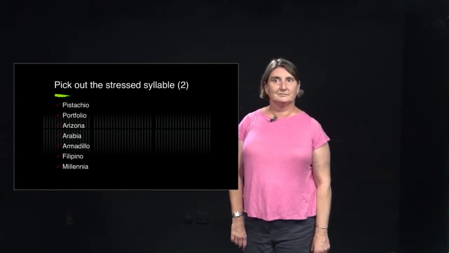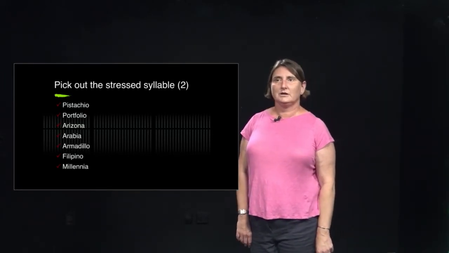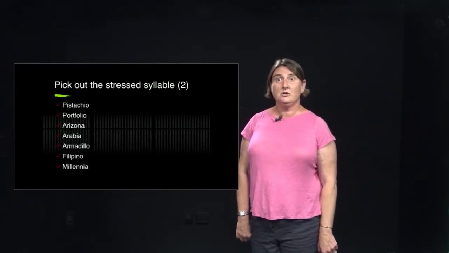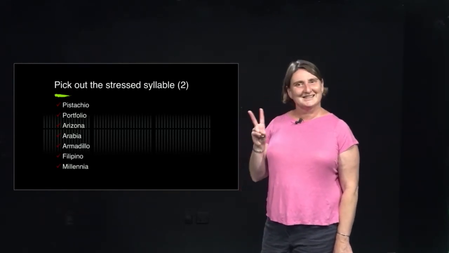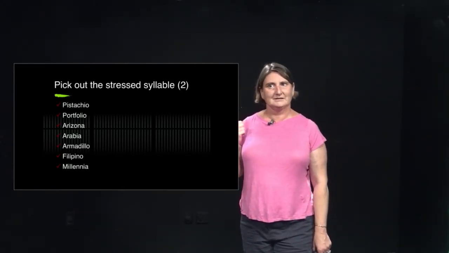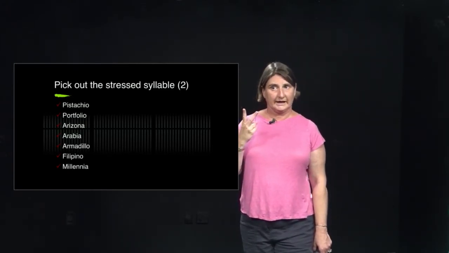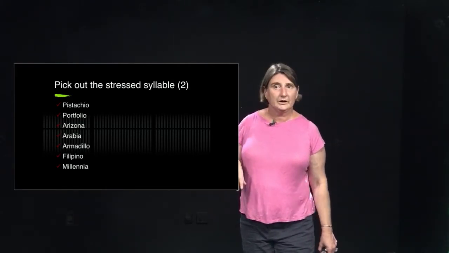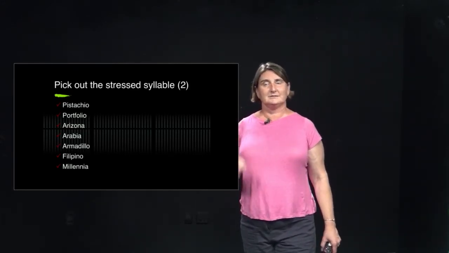Pistachio. So here I can do my, put the stress, pistachio, no, pistachio. Oh, that sounds pretty good. Pistachio, pistachio. What? No. Pistachio. No. So it's on the second. Pistachio. Portfolio, second. Arizona, third. Arabia, second. Armadillo, third. Filipino, third. And millennia, second.